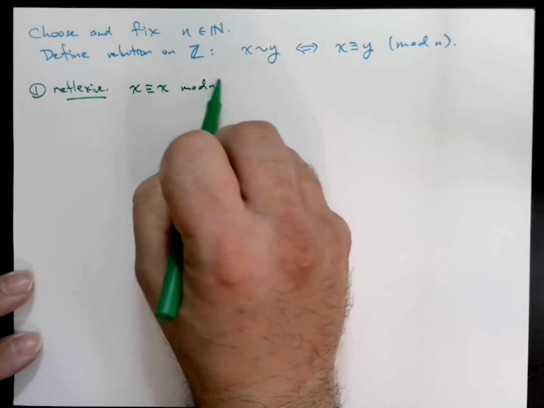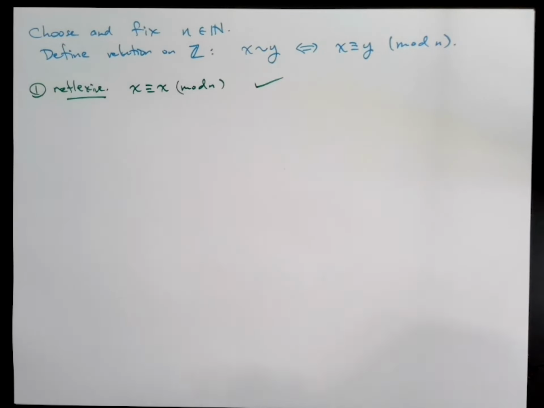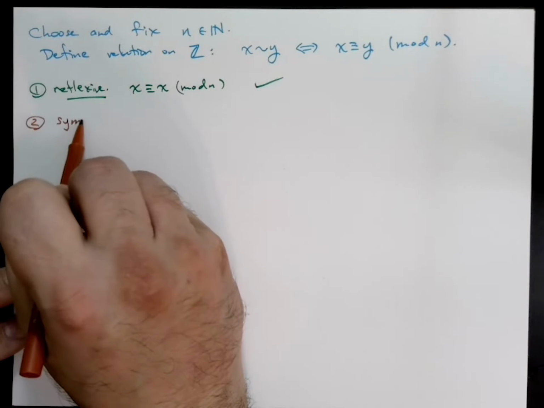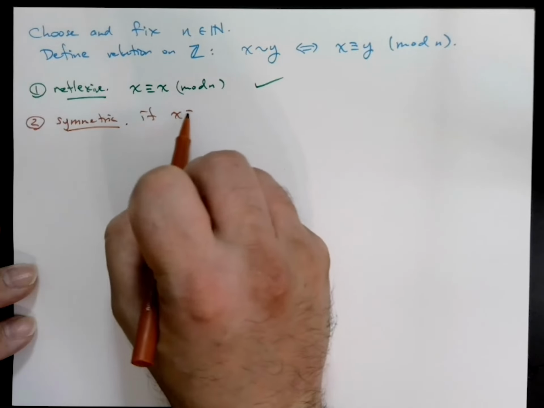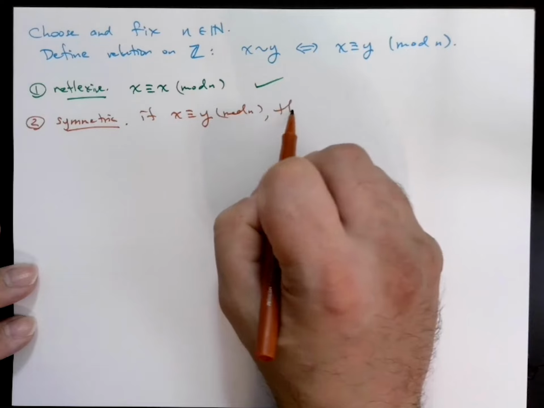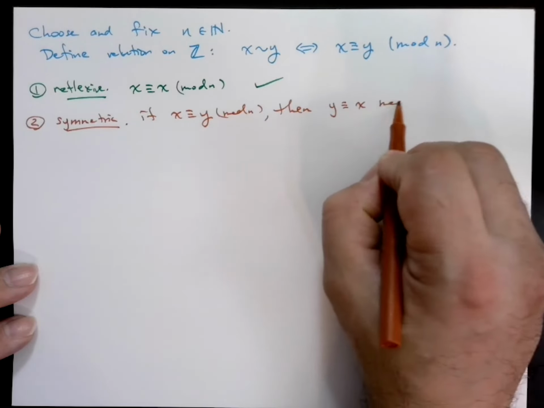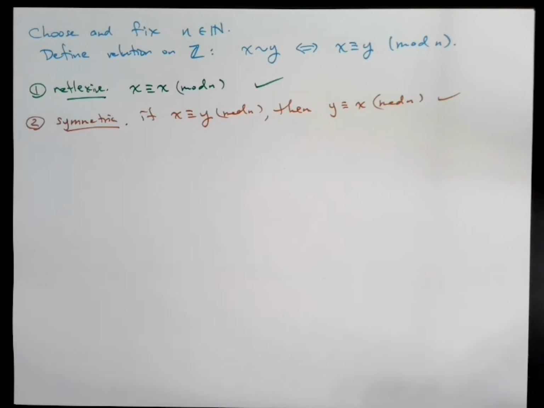To check reflexive, just notice that x is equivalent to x mod n, or x minus x is 0, which is divisible by n. To see symmetry, note that if x equals y mod n, then y equals x mod n. Now finally, let's do transitive.